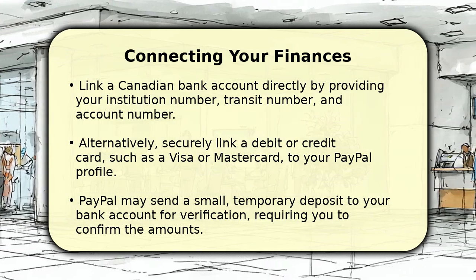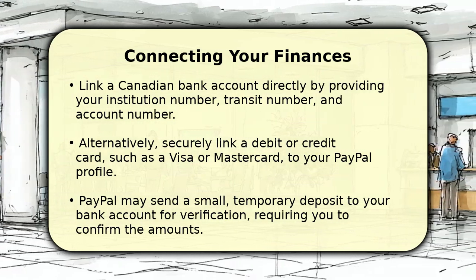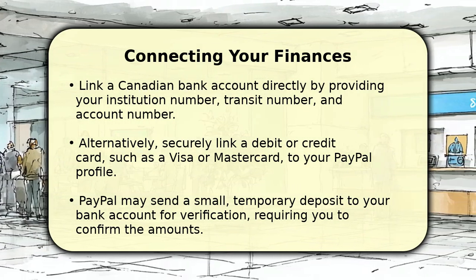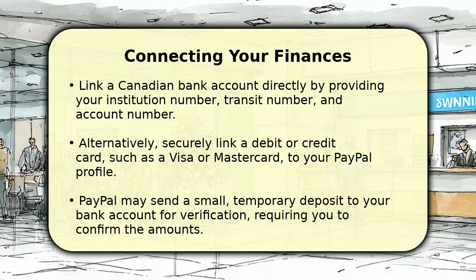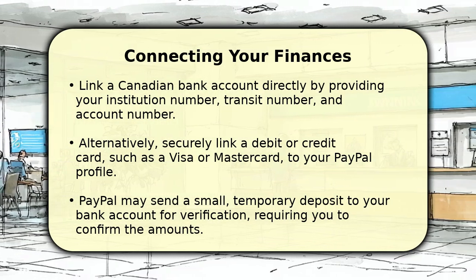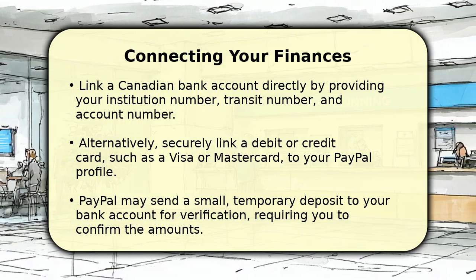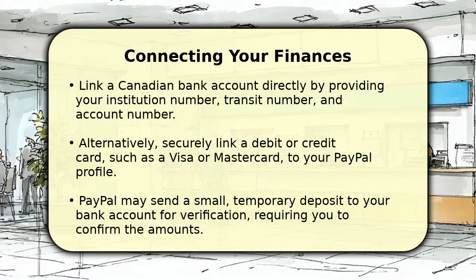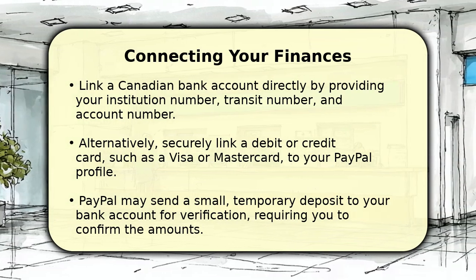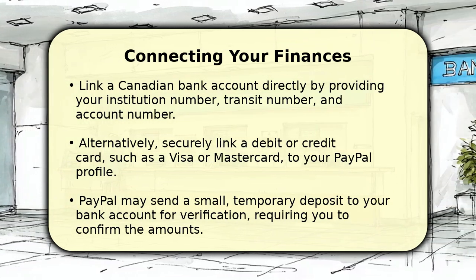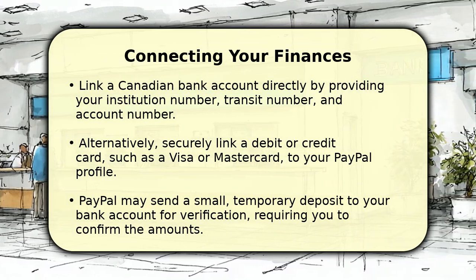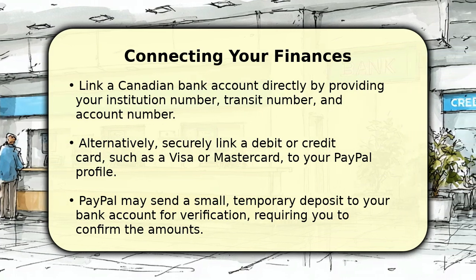You have two primary options: connecting a Canadian bank account or linking a debit or credit card. To link a bank account, you will need your financial institution's number, your transit number, and your personal account number. Alternatively, you can securely add a debit or credit card, such as a Visa or MasterCard. PayPal will typically make one or two small, temporary charges to your card or account, which you will then confirm to complete the linking process.